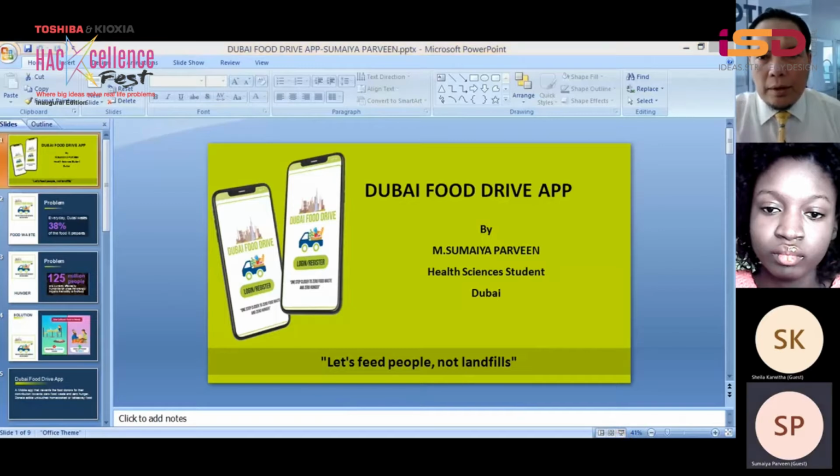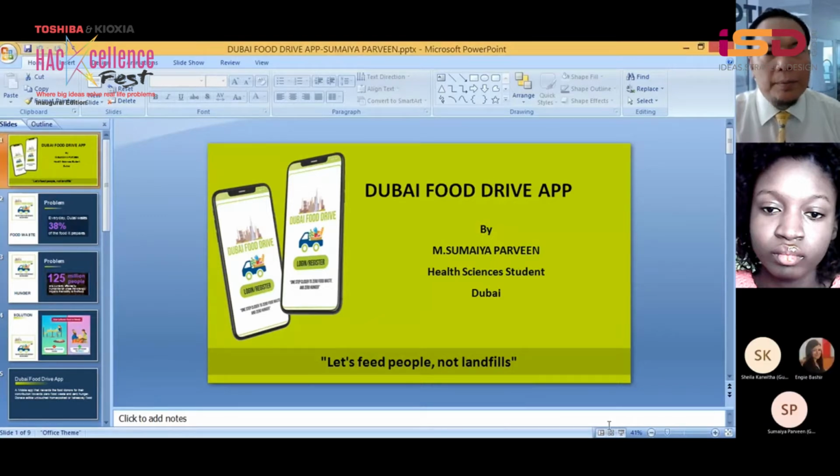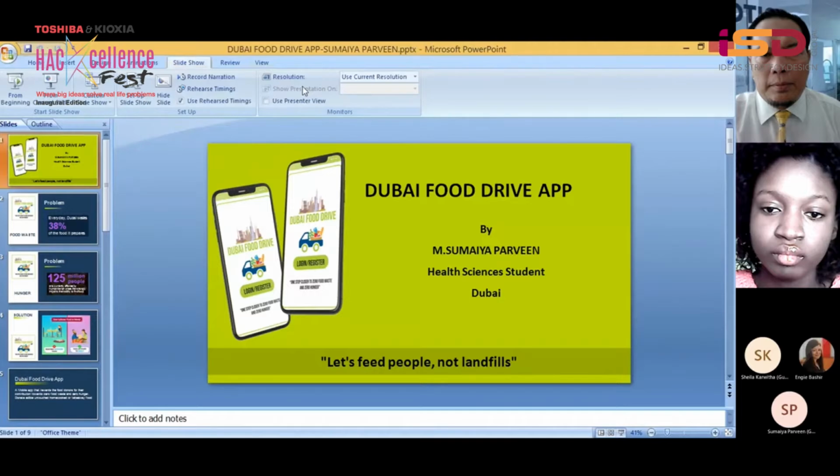Can you go full screen now? No, I don't see full screen. Do you use 2 monitors? No, just one. Okay, click on the slideshow menu on top. Okay, from beginning. Yeah. Now it's okay? No, it's not okay. It's still the same like this.